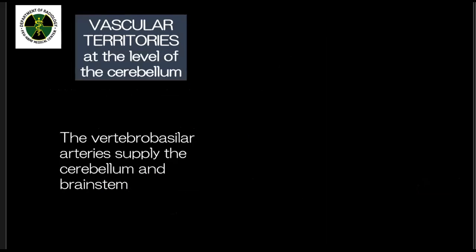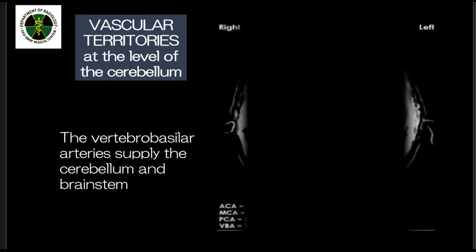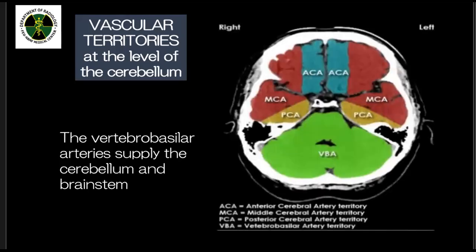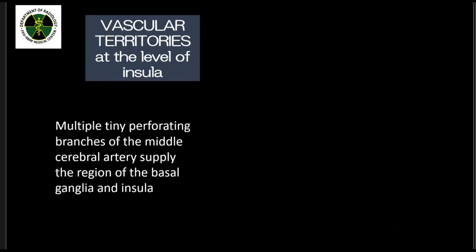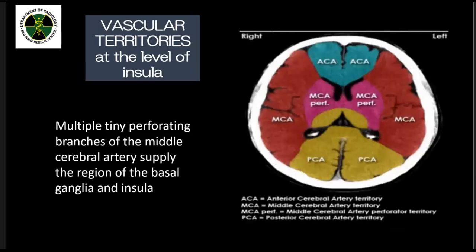So for the vascular territories, at the level of the cerebellum, here is the example again of ACA, MCA, PCA, and VBA or vertebrobasilar artery territory. These are the vascular territories at the level of the cerebellum. At the level of the insula, there are multiple tiny perforating branches of the middle cerebral artery that supply the region of the basal ganglia and the insula.